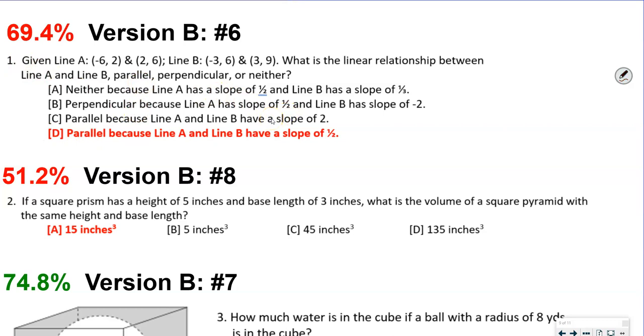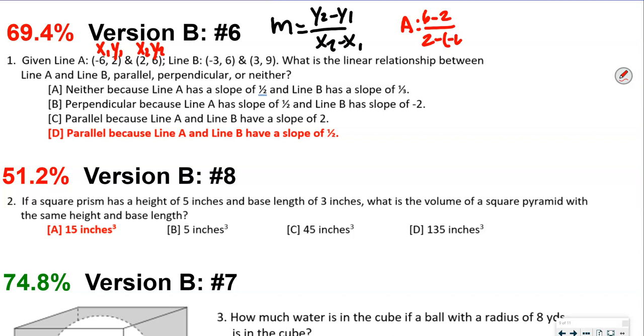So on this one, we're going to use the slope formula. So m is equal to y2 minus y1 over x2 minus x1. Okay, so that's what we're going to do. I'm going to name this x1, y1, x2, y2. Okay, so that's going to be for our slope of line A. It's going to be 6 minus 2 over 2 minus negative 6, so that's going to be a plus, right? So that's going to be 4 over 8, which is 1/2.